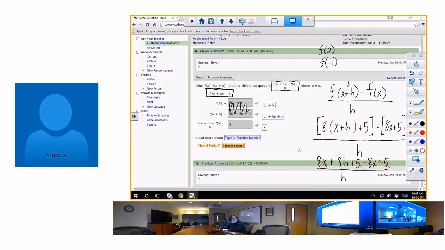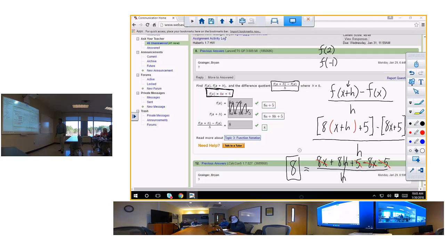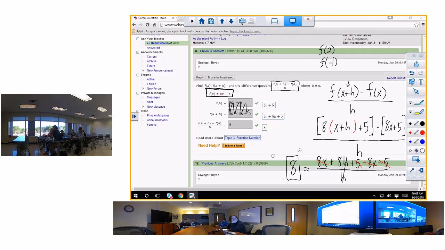Okay, so that's going to give us 8h over h. The h's cancel, and you're left with, what's the answer? 8. Now, 8 is a very interesting number. Most of the time you're going to come out with a variable. But this is the slope of this function.